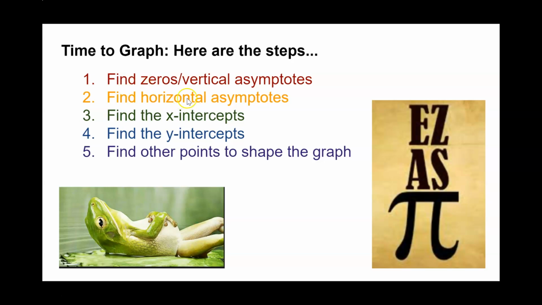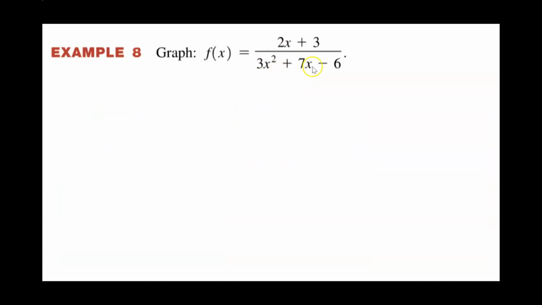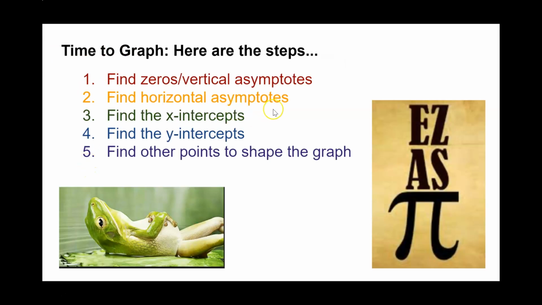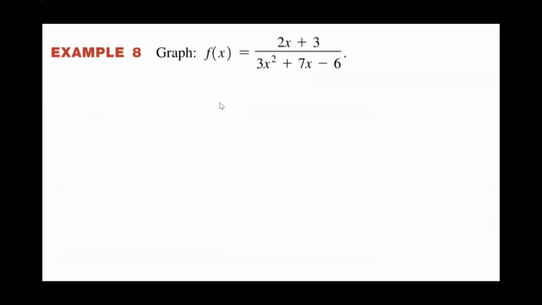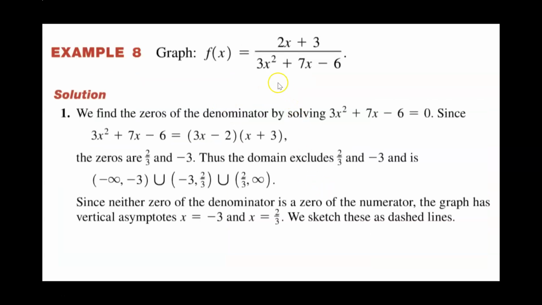So let's put it all together. Let's find our zeros, find our vertical asymptotes, find our horizontal asymptotes, x-intercepts, y-intercepts, and then some other points to graph the line. So here is the graph that we need to do in all these 5 steps here. So if you want to go ahead and start, you may pause the video and try to get as much of these as you can for learning aspects before I give out the solutions.